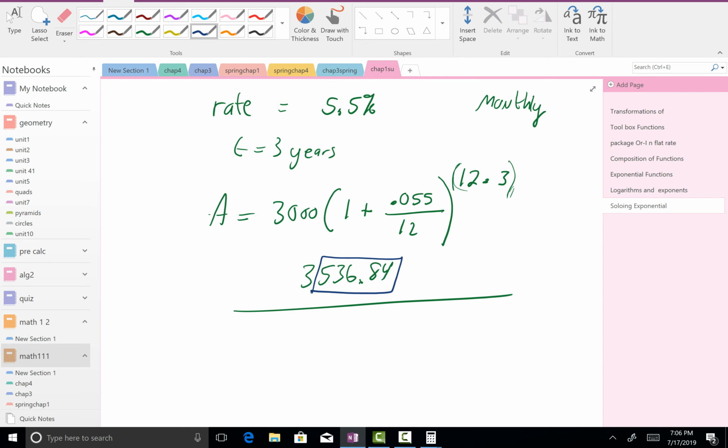So if we wanted to know our payment, we would just take this and divide it by 36, and that would tell me what my monthly payment would have to be to get that done. So that's how that interest formula works.